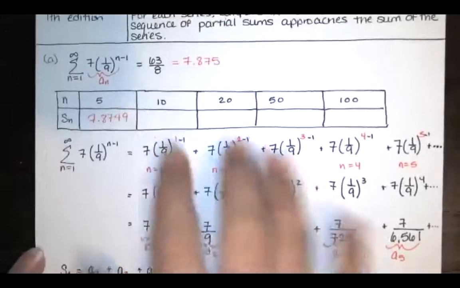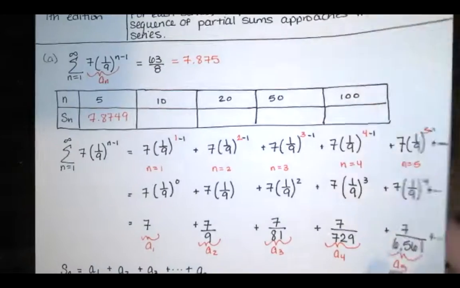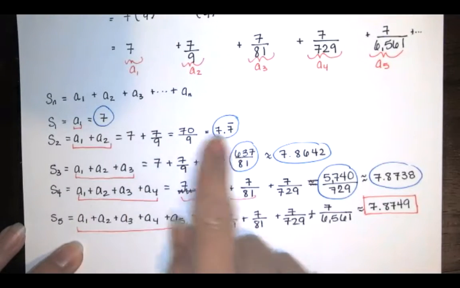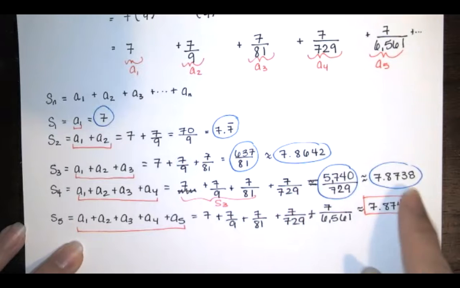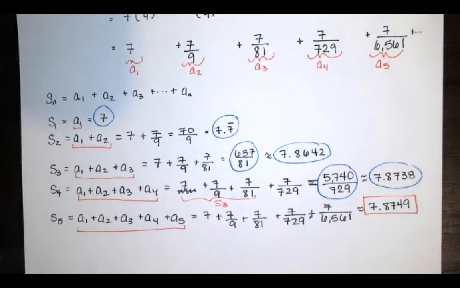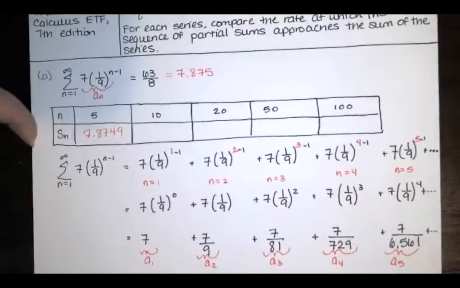That's what we mean when we say that this series converges to this number: this sequence of partial sums, these values on this list, 7, 7.78, 7.86, 7.87, 7.875, 7.8749, and so on, are getting closer and closer to 7.875.